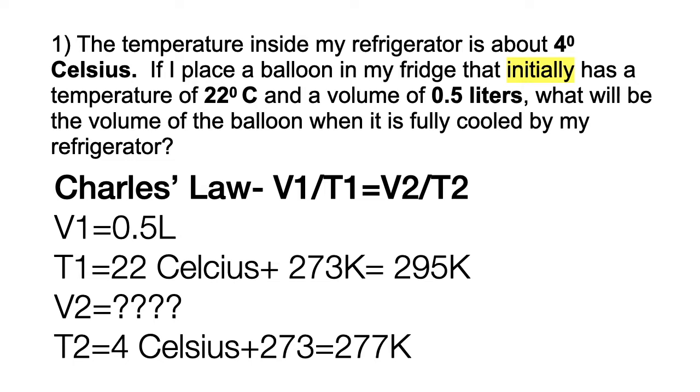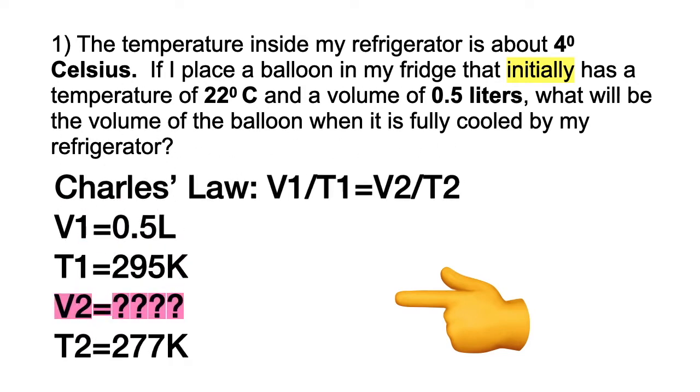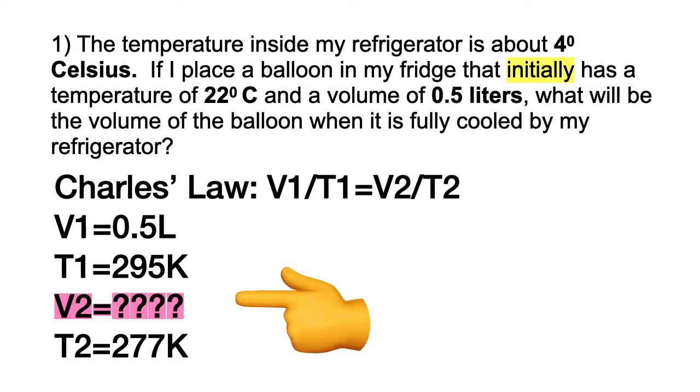So I went ahead and identified each item. V1 equals 0.5 liters, T1 equals 22 degrees Celsius. However, we must convert that to Kelvin by adding 273 to it. So that gives us 295 Kelvin. V2 is the unknown, and T2 is 4 degrees Celsius plus 273 K, and that gives us 277 Kelvin. I went ahead and wrote everything down again to stay neat and organized. V1 equals 0.5 liters, T1 equals 295 K, V2 is what we are looking for, and T2 equals 277 Kelvin.